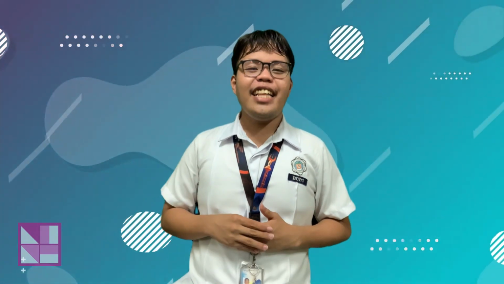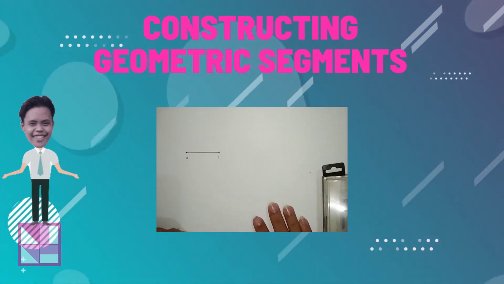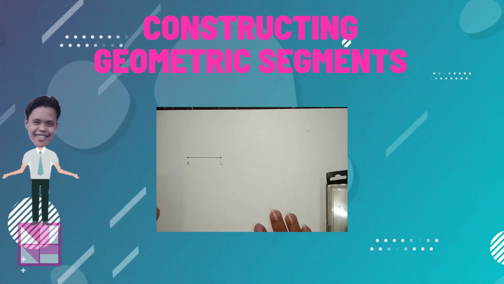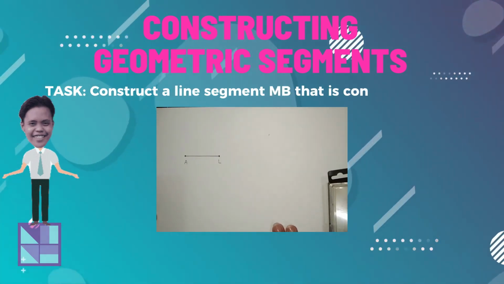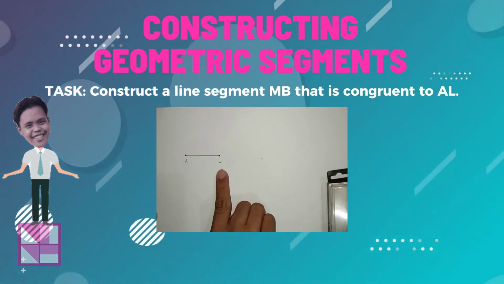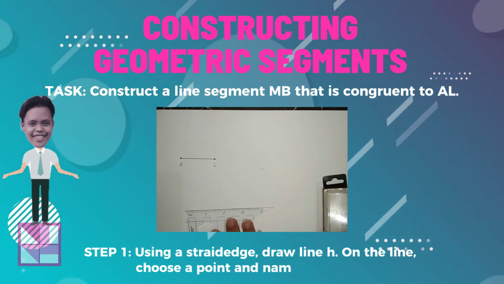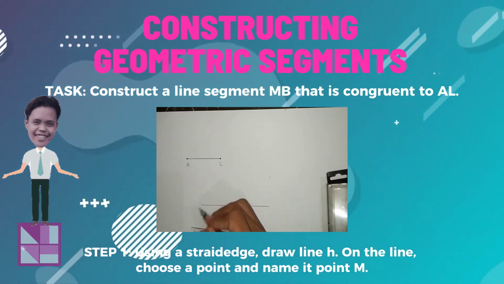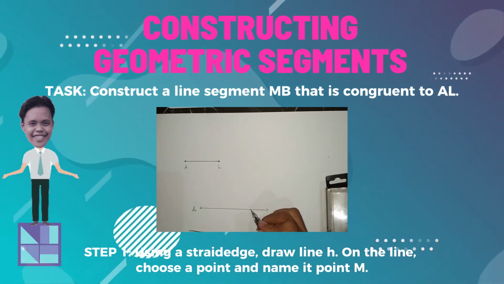If none, let us explore how to construct geometric segments. For our first exploration, we will be constructing congruent segments. Our task is to construct a line segment MB that is congruent to AL. Step 1. Using a straight edge, draw line H. On the line, choose a point and name it point M. Are you following? That's good!